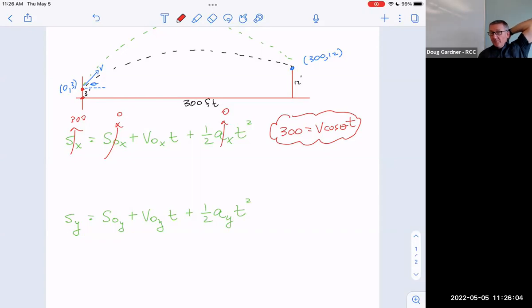But notice it's not very satisfying because it has V's and thetas and T's in it. Of course, we could pick a theta. We could say, okay, let's hit a home run at this angle. And actually, we're going to do that in a little bit. What about that second equation? What do we know about that?